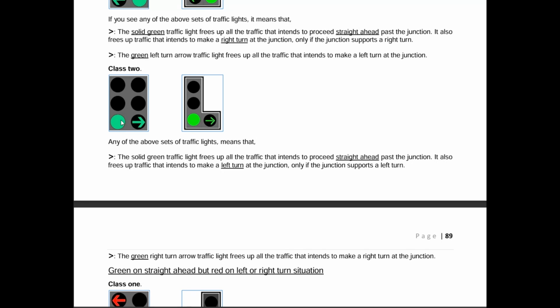Now, there could be another situation where the junction supports a left turn, but the traffic lights installed at the junction do not have an independent left turn arrow traffic light. So in this case, any motorist that is turning left is allowed to move out along with the motorists that are proceeding straight ahead. So as motorists that are going straight ahead are moving, you are also proceeding past the stop line to turn left to your intended exit. So I hope I've left no one behind for the all green situation.